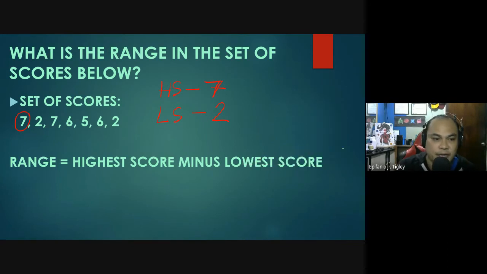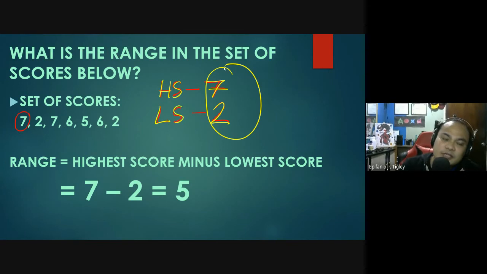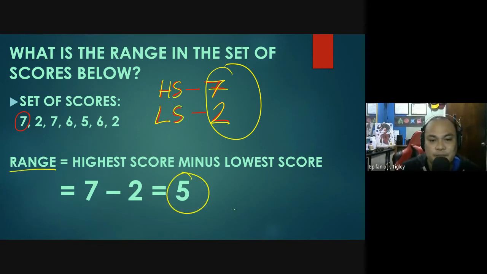So what is the highest score? It's 7. The lowest score is 2. So we have here the highest and the lowest. What are you going to do with 7 and 2? You subtract. So what is 7 minus 2? 5. Okay, so simply the range is 5. That will be our answer for the range for this data set. Okay? Let's have another example.